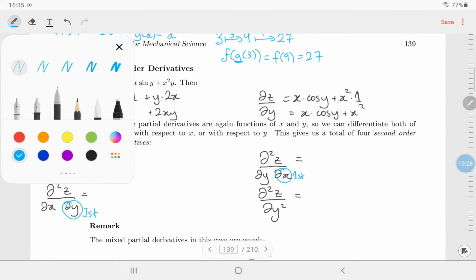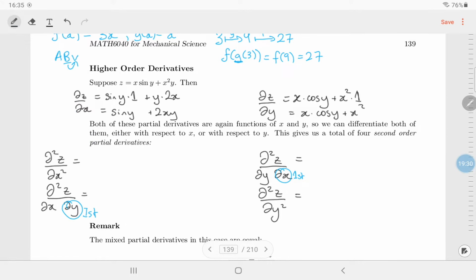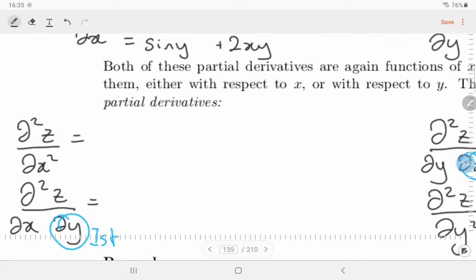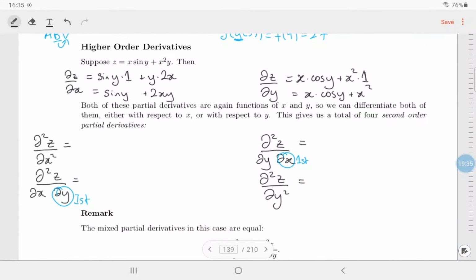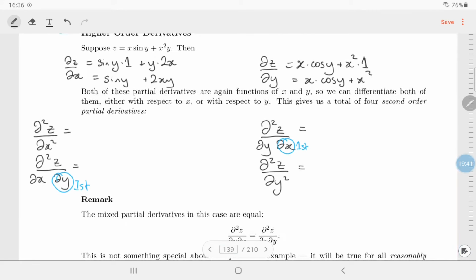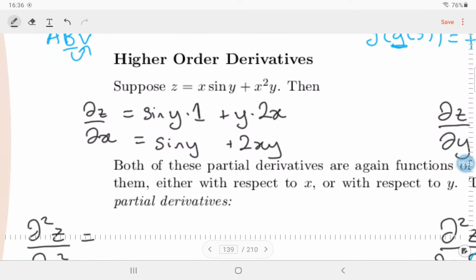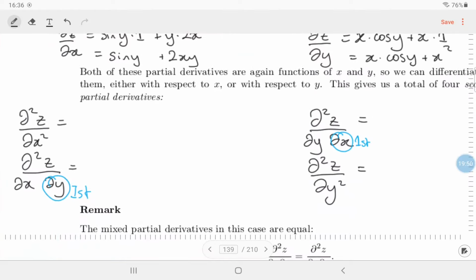All right, so let's do these derivatives. The first one is the second derivative with respect to x. So you differentiate with respect to x, which we've done. That's up here, that's sine y plus 2xy. And then differentiate that again with respect to x. So just to be clear, we're differentiating this sine y plus 2xy with respect to x.